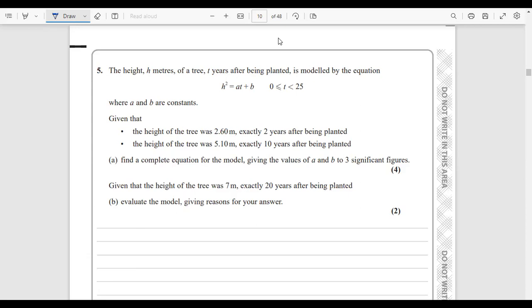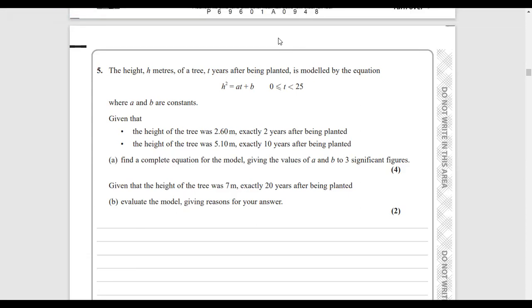So we've got some information here. Given the height of the tree was 2.6 meters, exactly 2 years after being planted, and the height was 5.1 meters 10 years after being planted, we've got to find the complete equation of this model, finding the values of a and b to 3 significant figures. So this is basically going to be simultaneous equations in this part of the question.